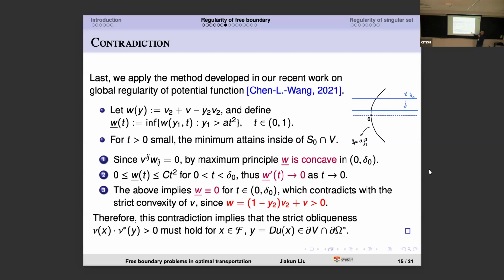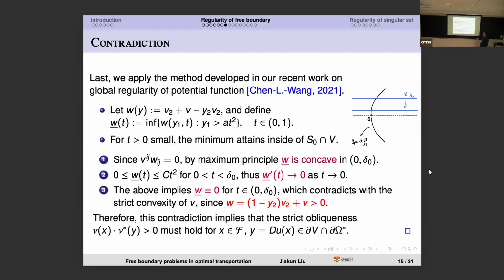So therefore, w underbar will be a single variable function. So w is a two-variable function, a multi-variable function. But once you define the infimum along each horizontal line, w underbar will be a single variable function. It only depends on t, where t is from 0 to a very small number, locally. And on one hand, because w satisfies the linearized Monge pair and is homogeneous, we can use a maximum principle to prove that w underbar, this single variable function, is concave.